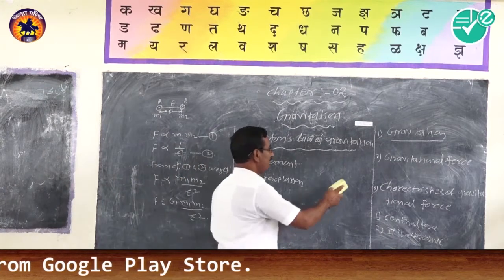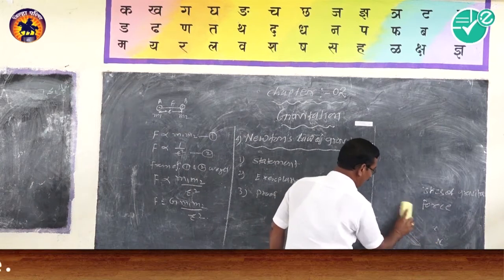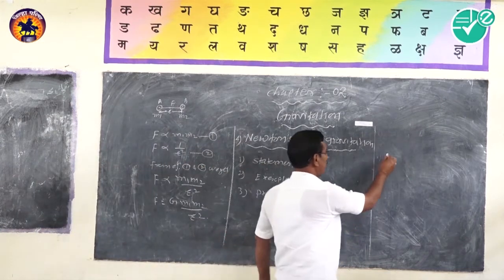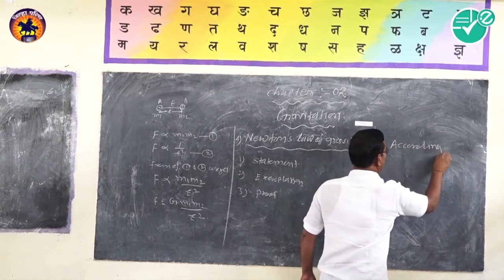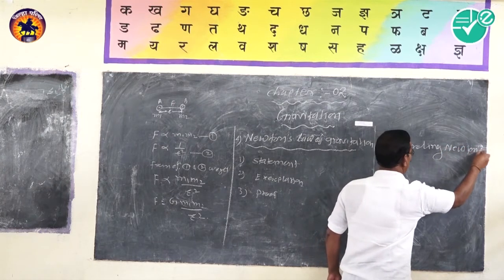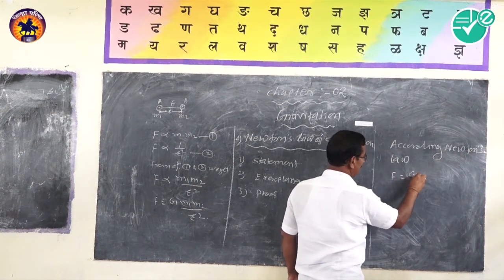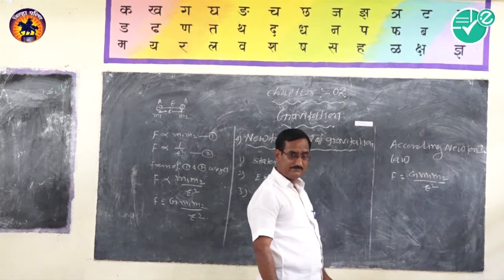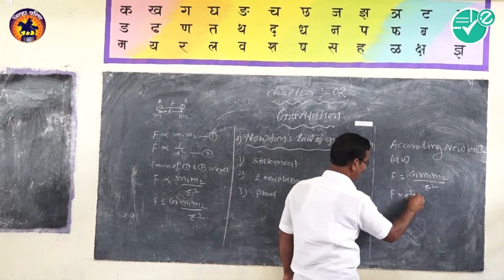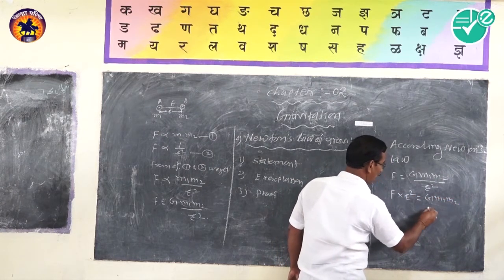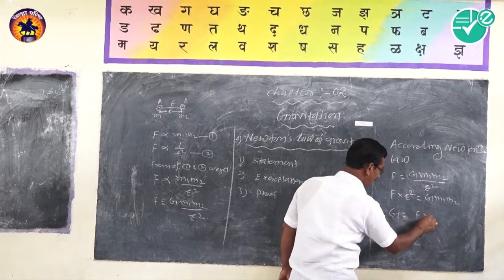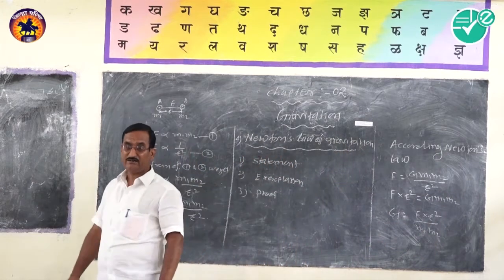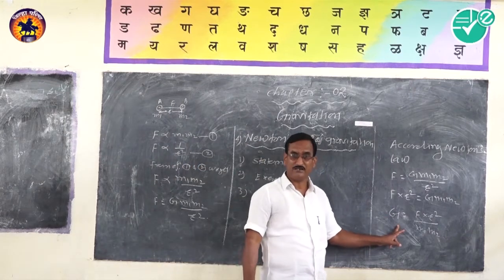Then according to Newton's law of gravitation, we have to determine the value or expression for the gravitational constant. According to Newton's law, F is equal to G m1 m2 divided by r square. We simplify this equation: F into r square is equal to G m1 m2. Then G is equal to F into r square divided by m1 m2. That is the required expression for the universal gravitational constant.